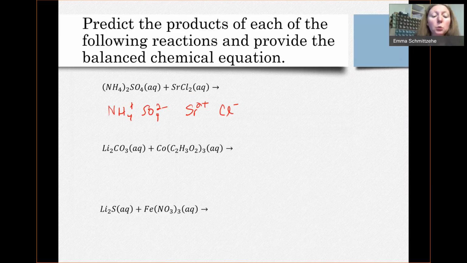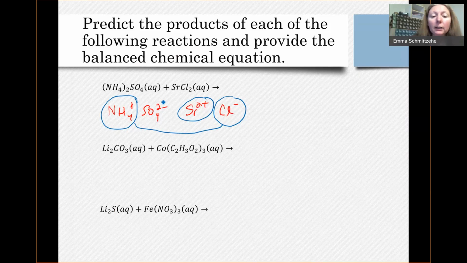Now you're going to swap partners. And so we would take the cation of one and combine it with the anion of the other. And then the remaining cation and anion come together. And so then my products would be, well, I have NH4+ and Cl-, so I need 1 to 1. So it's NH4Cl. And then we've got Sr2+ and SO4 2-. And so that's a 2+ and a 2-. So 1 to 1 ratio for those. So SrSO4. And then I need to figure out the phases.